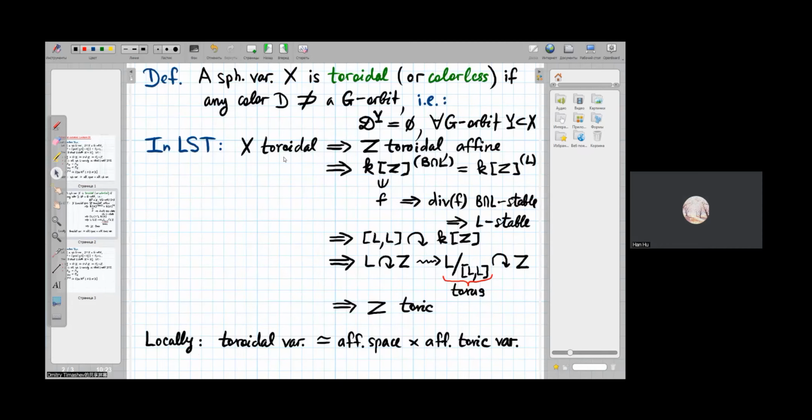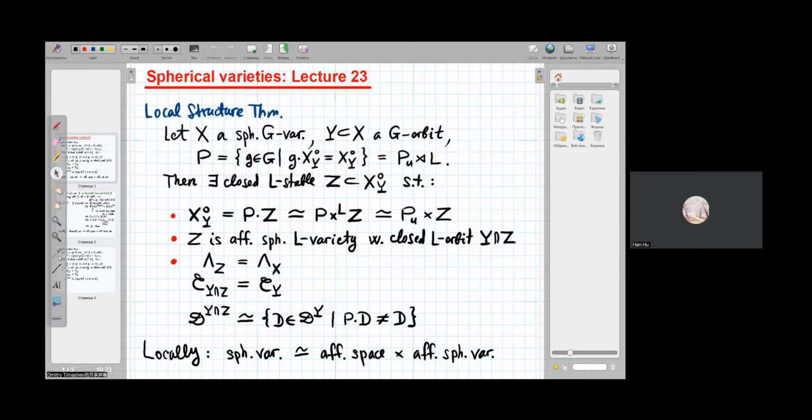So we cannot guarantee that X is toroidal if Z is toroidal for every Y. What we can guarantee is only that this set is always empty, which means that every divisor, every color containing the orbit Y is P-stable. And this may happen. Okay? And there may be some other questions.